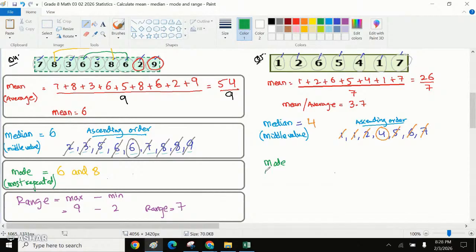We know that mode is the most repeated number. So which number is the most repeated? Can we see one number that is being repeated twice or more than twice? We can say 1 is repeated twice. Other numbers are just coming once, right? But 1 is written twice. That means it is the most repeated number. That means the mode comes out to be 1. Okay.